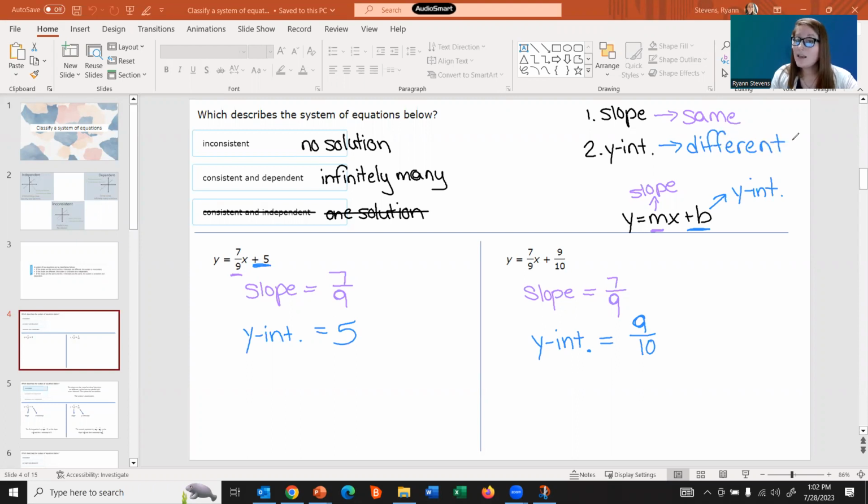So if the slopes are the same and the y-intercepts are different, we know these are going to be parallel lines if we graphed them. And so that means that we will have no solution. They will never cross, they're never going to meet, they're never going to intersect, which means that we can also classify this as being an inconsistent system of equations.